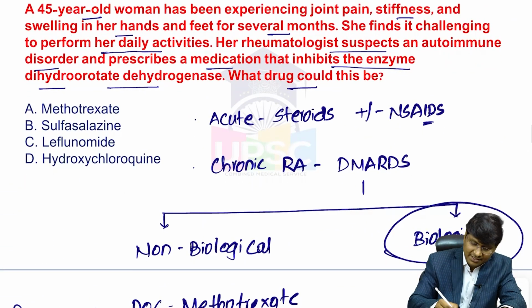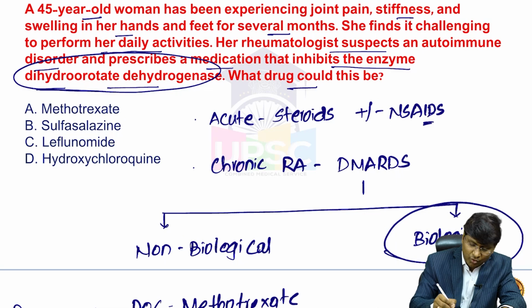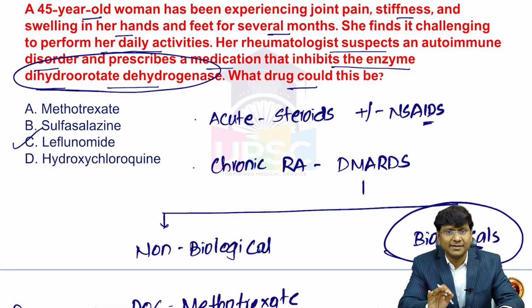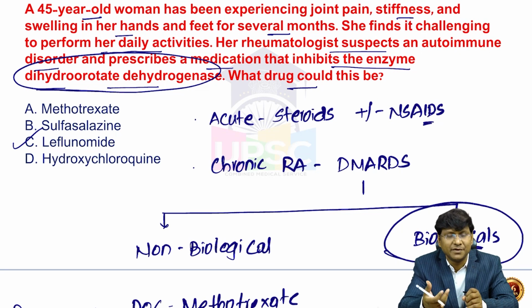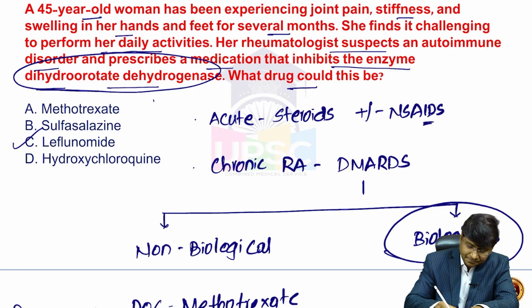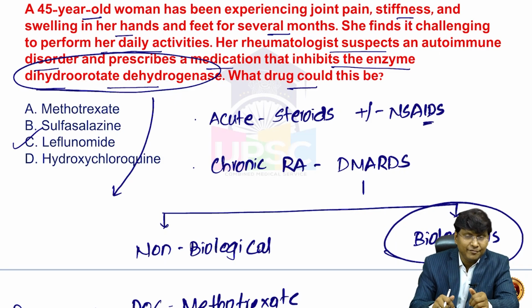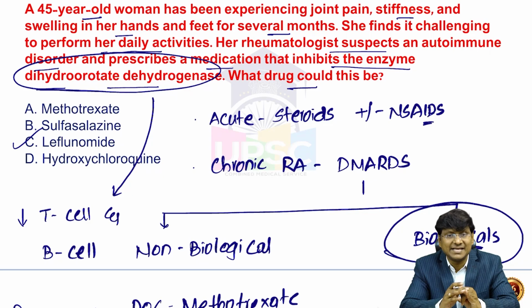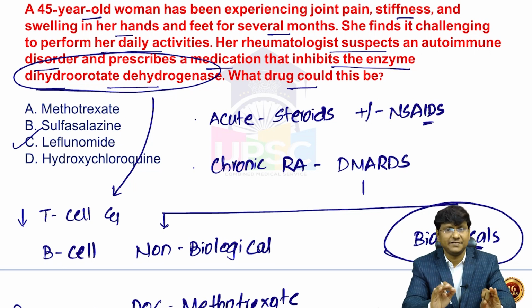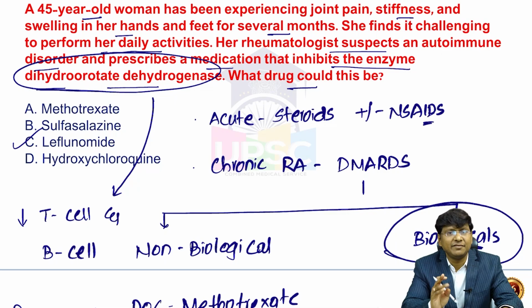And the drug whose mechanism of action inhibits dihydroorotate dehydrogenase is leflunomide. Leflunomide is a DMARD that inhibits dihydroorotate dehydrogenase, an enzyme responsible for de novo pyrimidine synthesis. By inhibiting this enzyme, leflunomide decreases both T cell and B cell proliferation. Thereby leflunomide exhibits immunosuppressive activity and also has an anti-inflammatory effect. So that is about leflunomide.